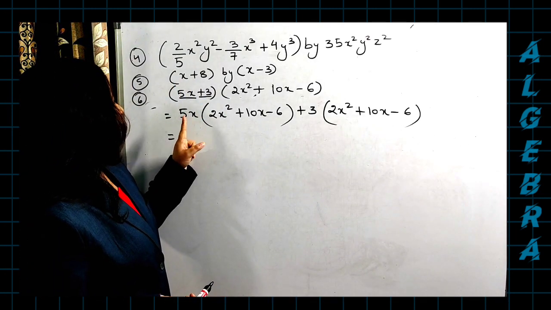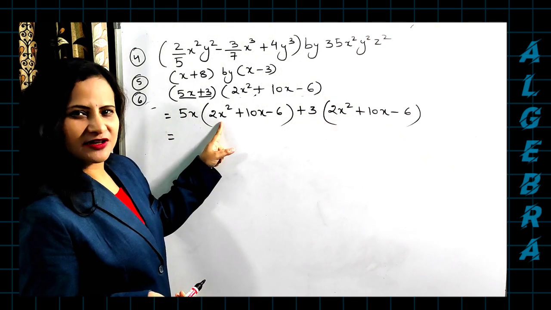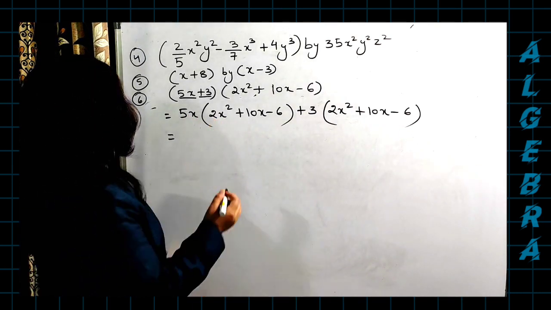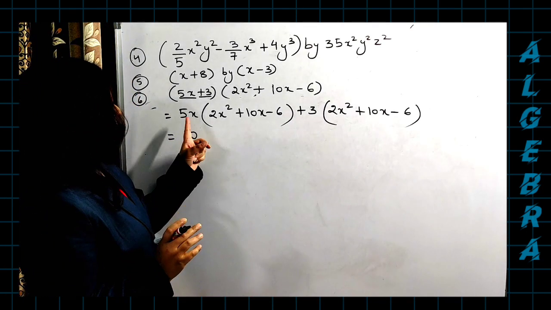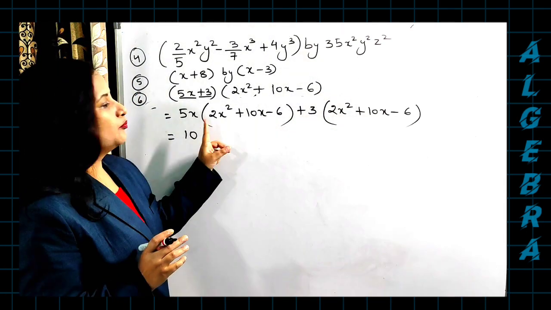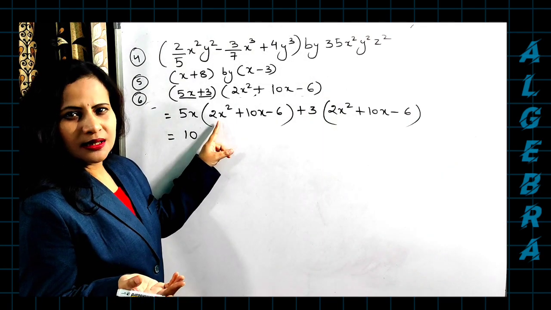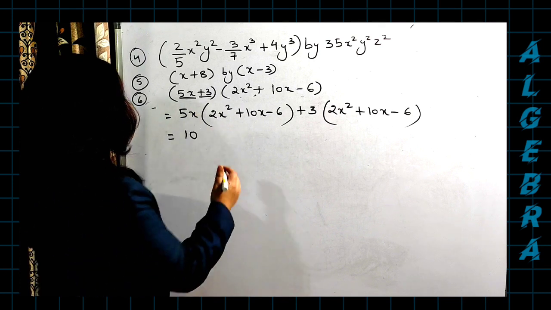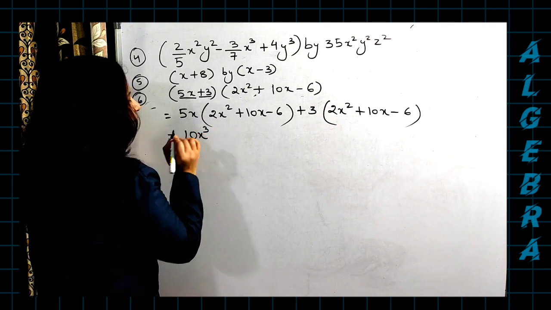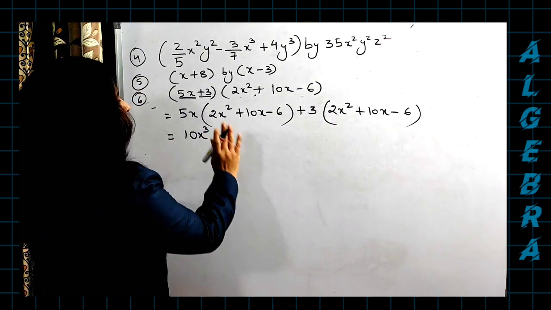See, first I have to multiply 5x with 2x squared. First, 5 twos are 10. Clear? Now x with x squared. Both the bases are the same, so powers will be added. Here the power is 2, here the power is 1. So it will be how much? x to the power of 3. This part is over.